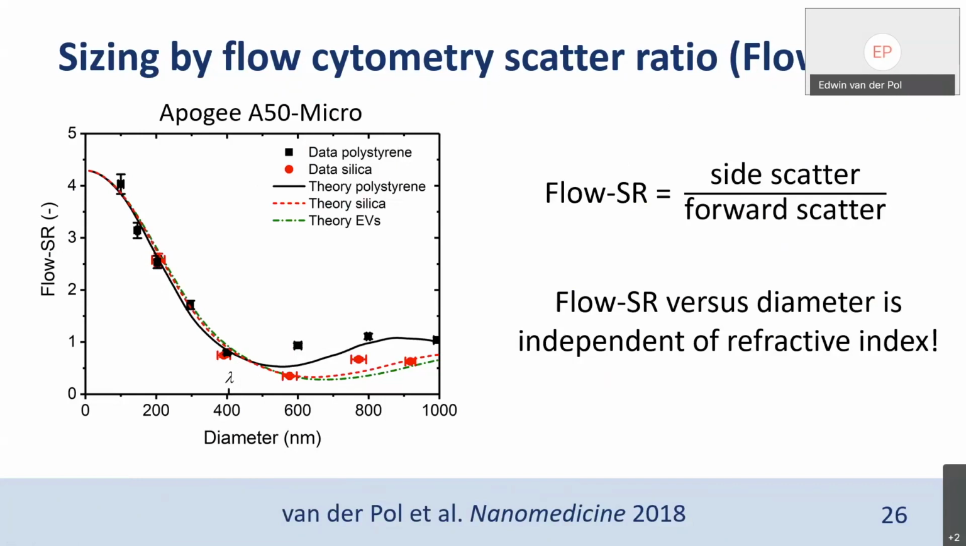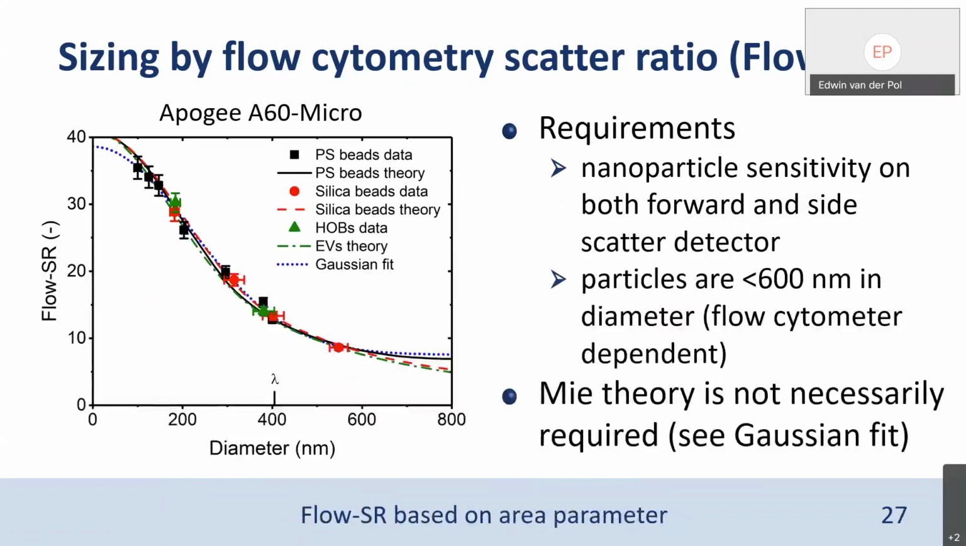That works as follows. You just take the ratio, and if this ratio is, for example, 2.5, then you can see that that corresponds to a particle with a diameter of 200 nanometer. Here you can see another example. Our Apogee A50 got an upgrade. Now it's an A60. The side scatter detector became 10 times more sensitive, so the axis changed.